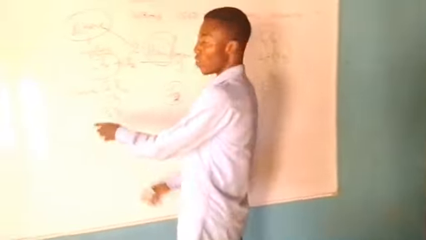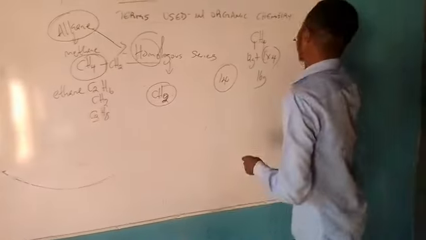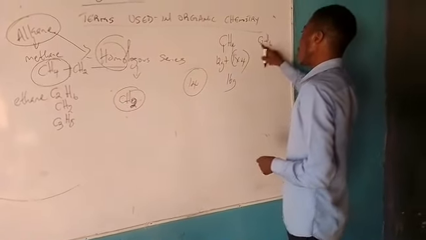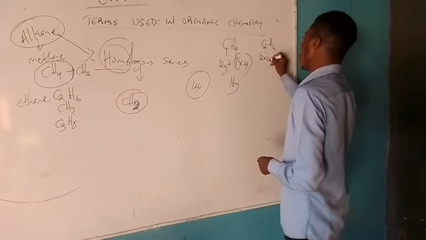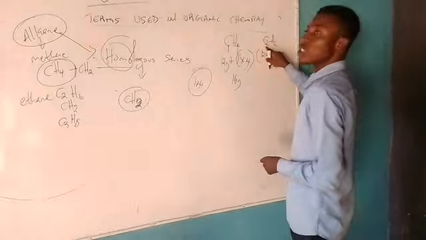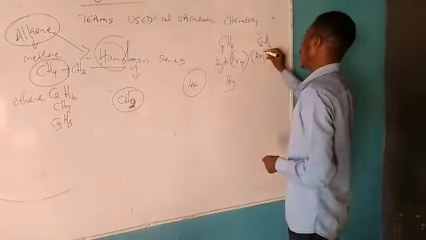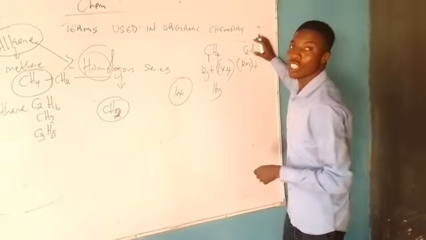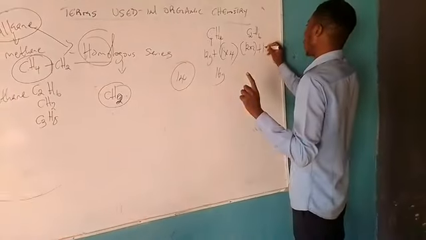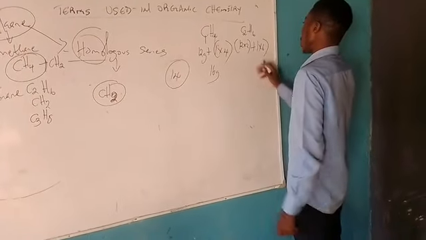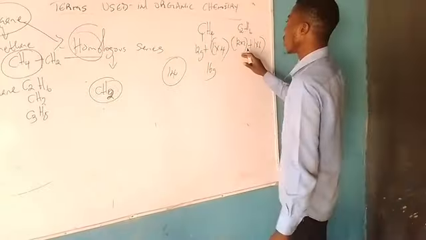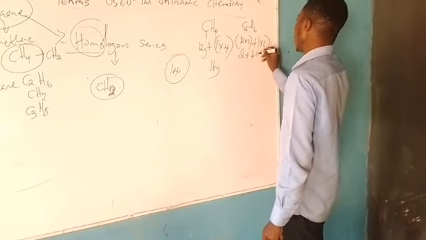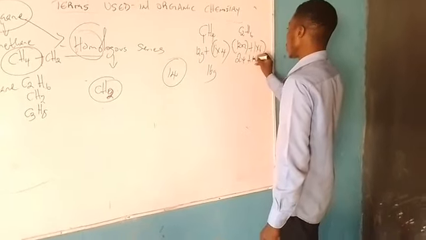Let's now calculate for ethane. Ethane is C2H6. So for ethane, this is 12 times 2. Remember that C is 12 grams. Then we have 12 times 2 plus the hydrogen, which is just 1, so 1 times 6. 12 times 2 gives us 24, plus 1 times 6, which is 6.